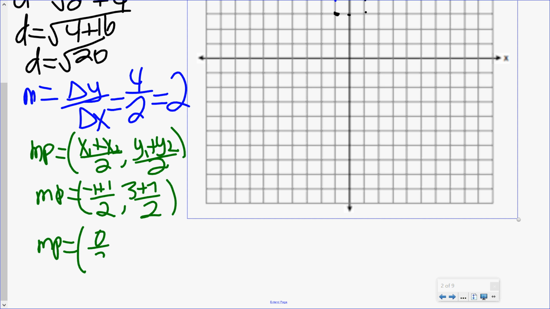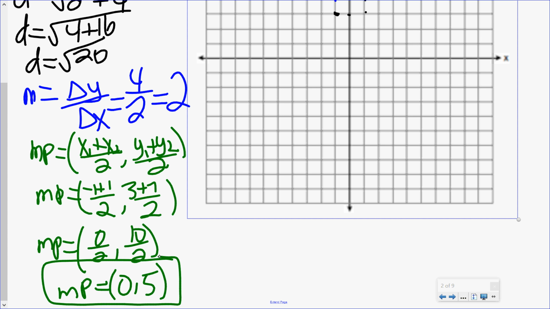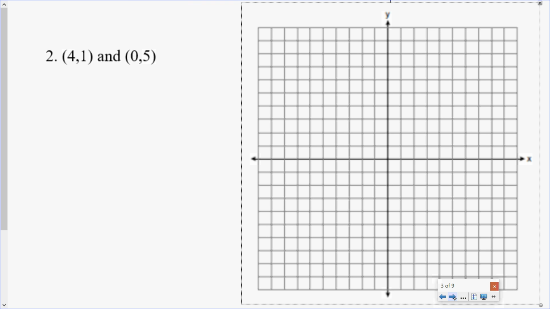-1 plus 1 is 0. 3 plus 7 is 10. 0 over 2 is 0. 10 over 2 is 5. And that's it. So, I want you to try number 2 on your own right now.